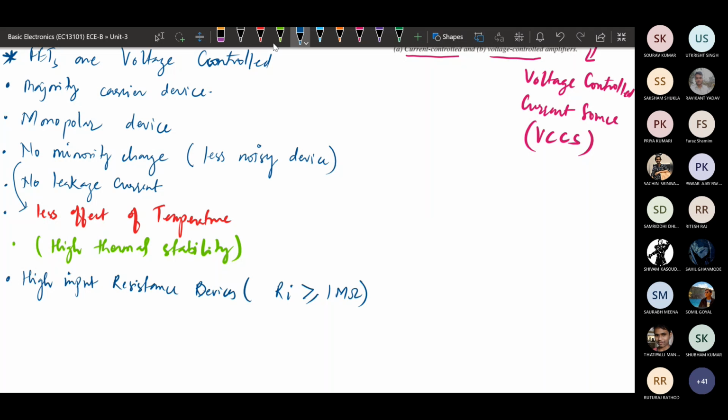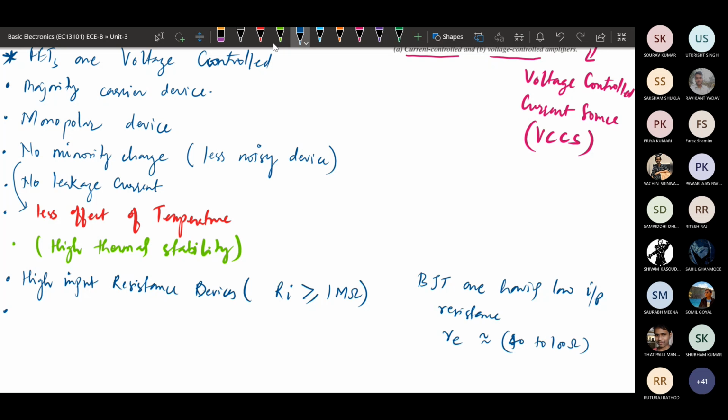In terms of BJTs, BJTs have low input resistance. The input resistance in BJTs, like on the emitter side we found RE, ranged between around 40 to 100 ohms only. The input resistance in case of common base configuration, RE, is 40 to 100 ohms only. But in case of FETs, we will be getting high input resistance.